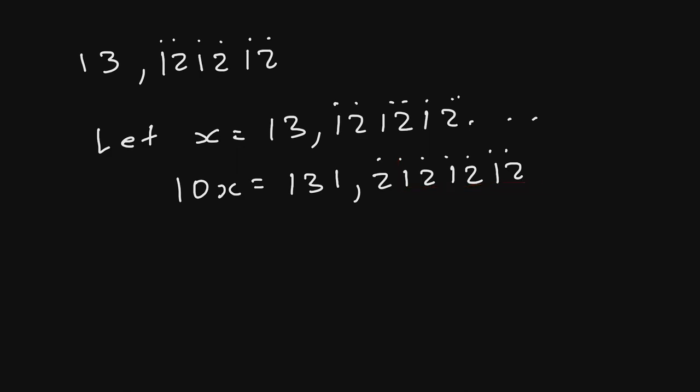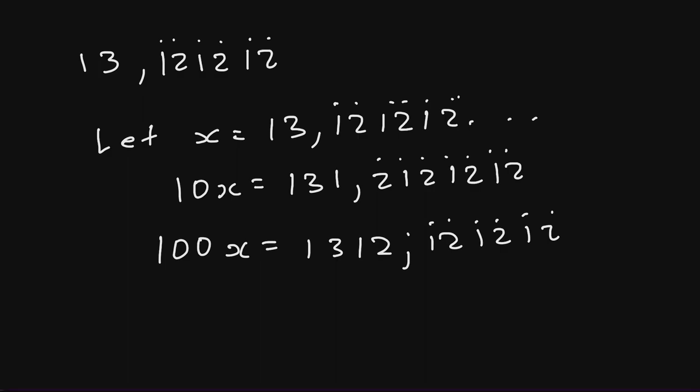So you're going to say 100 multiplied by x. Now 100 multiplied by x is going to move the decimal point 2 units to the right. So you're going to have 1312. That means 2 units has moved. And therefore, the decimal part after the decimal point is going to be 1, 2, 1, 2, moving on like that. Now, do you see, if we look at the x and the 100x, after the decimal point we are having the same values, which is 1, 2, 1, 2, 1, 2, 1, 2, like that.